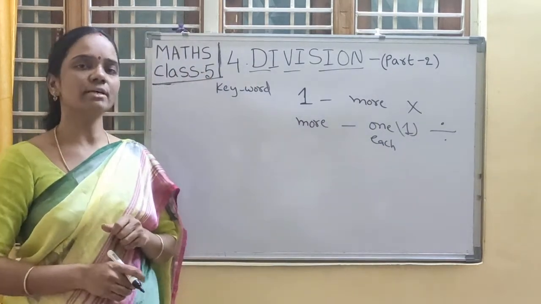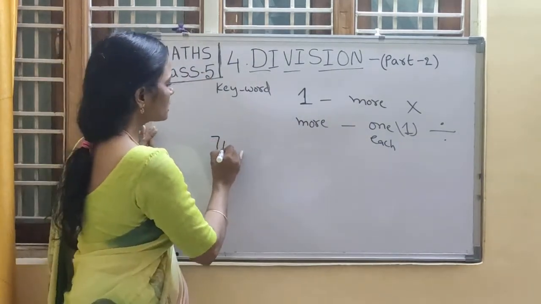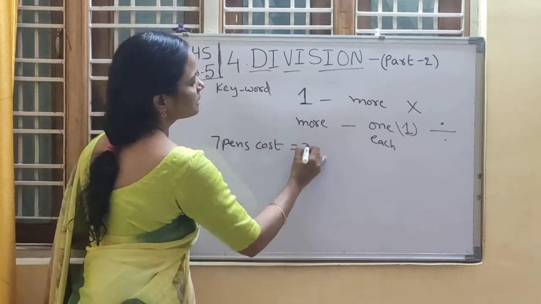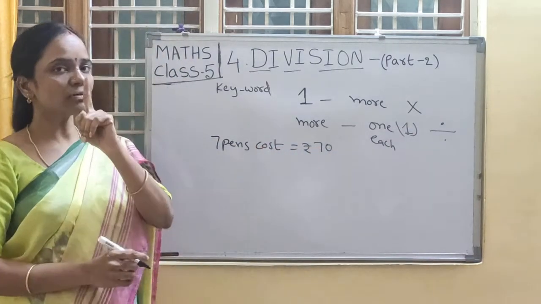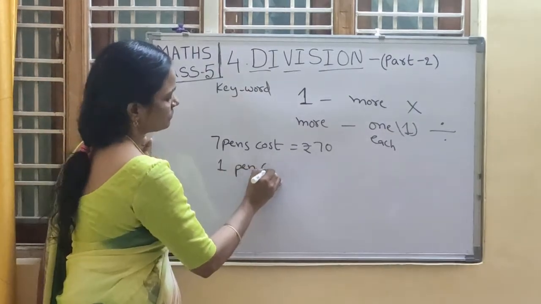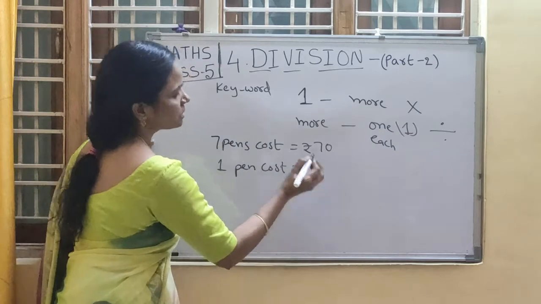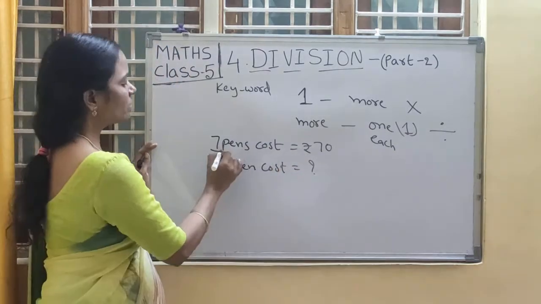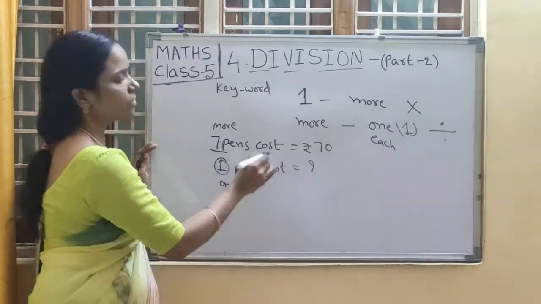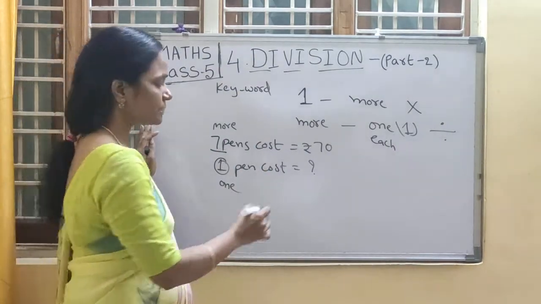For example, I have 7 pens. 7 pens cost 70 rupees. Then find out 1 pen cost. How do you get it? So here, giving more and asking for 1. What do we have to do? We have to take division.